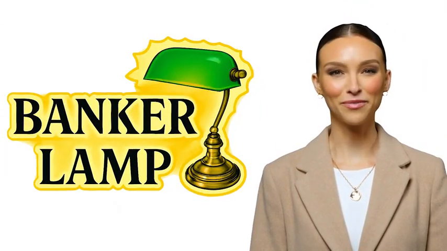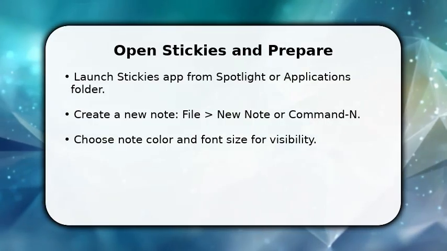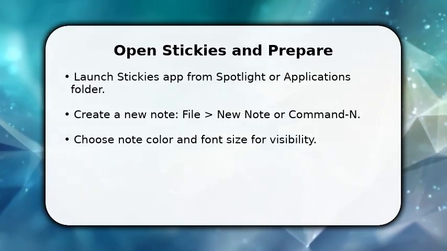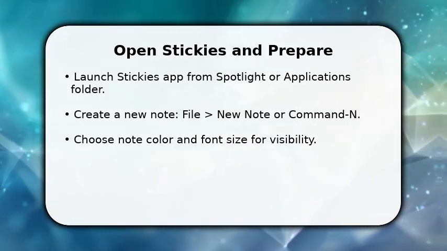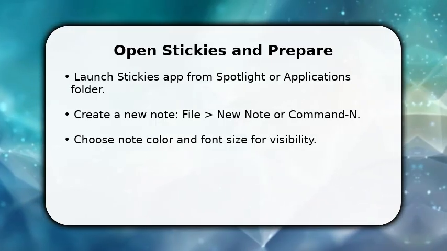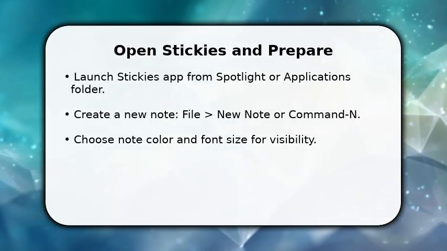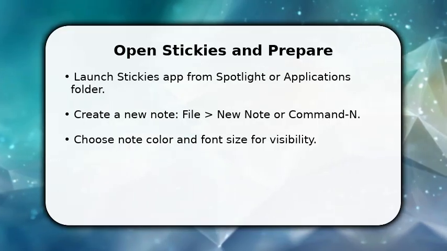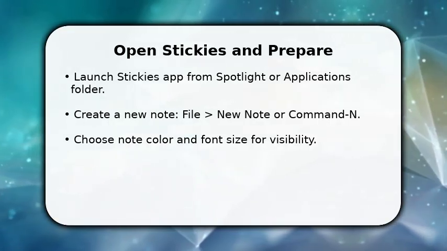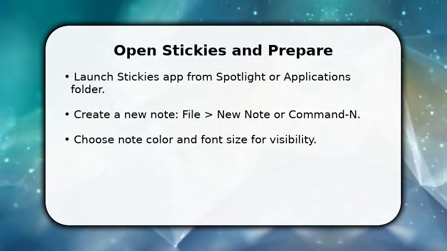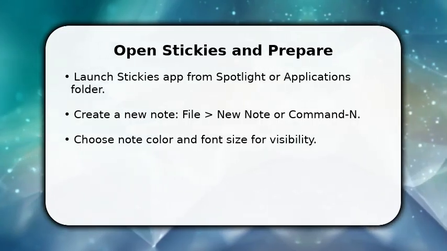Please enjoy the video. You start by opening Stickies so you can create quick, persistent notes. Use Spotlight or the Applications folder to find it fast. Create a new note with Command-N and immediately pick a color and font size so the note stands out on your desktop. Once done, position the note where you need it. Drag the title bar to place it.